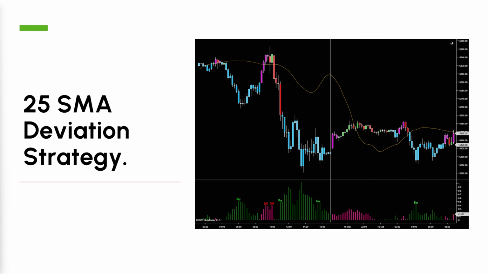The first one is the 25 SMA Deviation Strategy. This strategy is inspired by a $12 million Japanese day trading legend, BNF. The basic idea is to look for a stock that has deviated more than 2.5 times from its 10-day moving average. If the stock is above the 10-day moving average, then you would sell it. If it is below it, you would buy it.